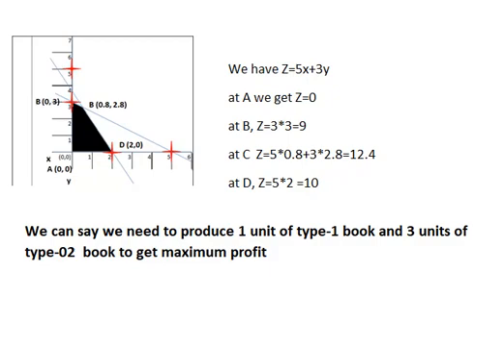Among these, 12.4 is the maximum, so we can say the best solution for this particular book house problem is 12.4, which is in decimal places. If I round it off, 0.8 can be rounded to 1 and 2.8 can be rounded to 3. So I can say that the book house needs to produce 1 unit of type 1 book and 3 units of type 2 book to get a maximum profit.